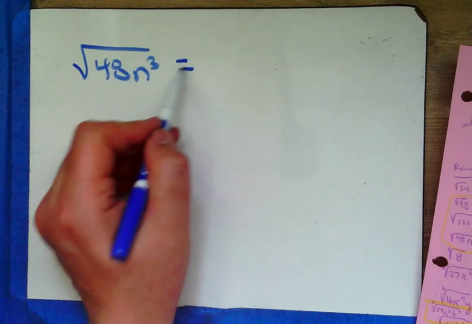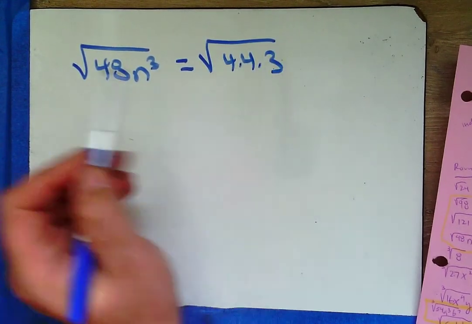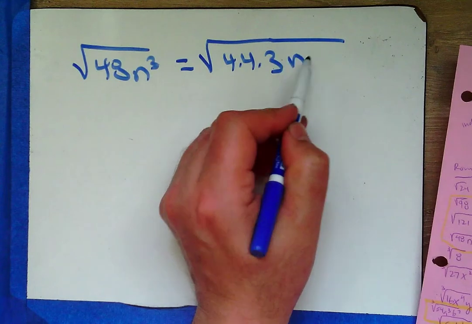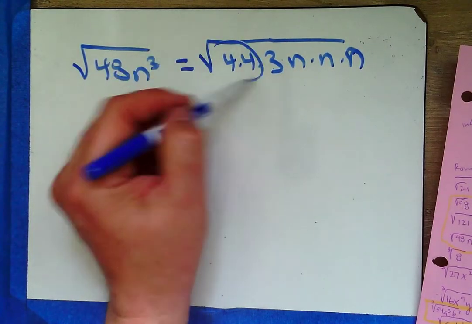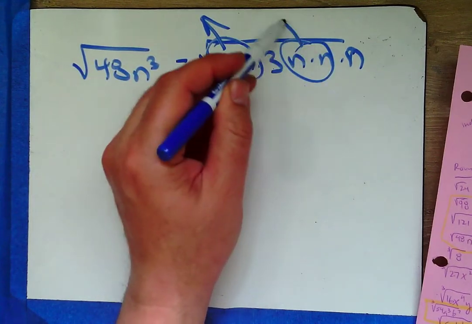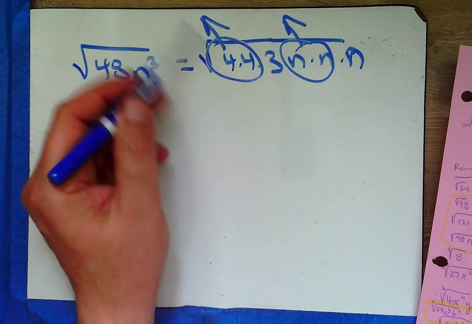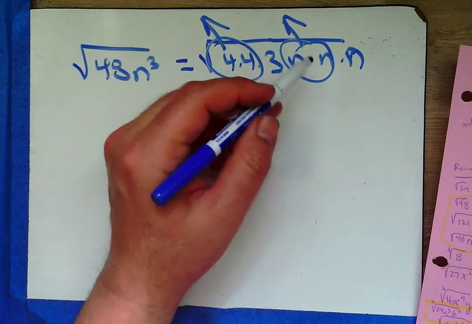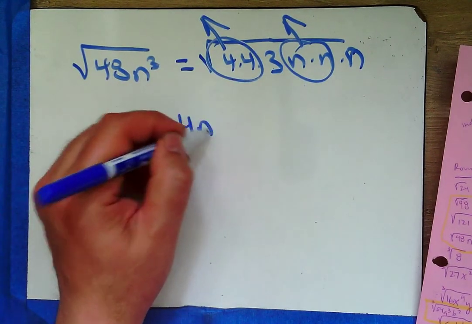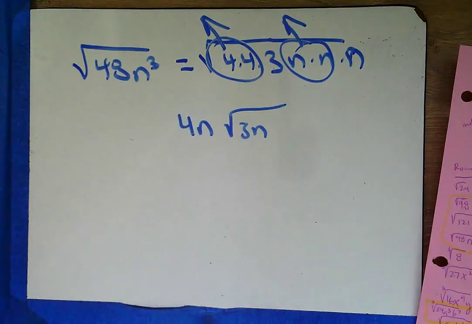Well, I hope when you did the factor tree on 48, you had 4 times 4 times 3, and then we had n to the third. Now, I know this is a square root, so it takes 2 of a kind to get something out. Some people broke this down into 2 times 2 times 2 times 2 and took out 2 pairs of 2's. That's fine too. I'm just going to take out one of the 4's and one of the n's and have 4n square root 3n. That's a fine answer, but the back of the book answer is going to be this.